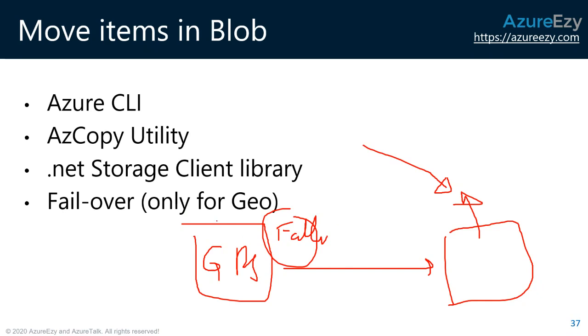Even if it is not down, you may want your data to be moved to a different region. You can utilize this failover feature. This is only available in the geo replication or geo redundancy options, like GRS or GZRS. Any geo redundancy option you can opt for the failover, and you can move your data from one storage account to another one in another region. Okay.